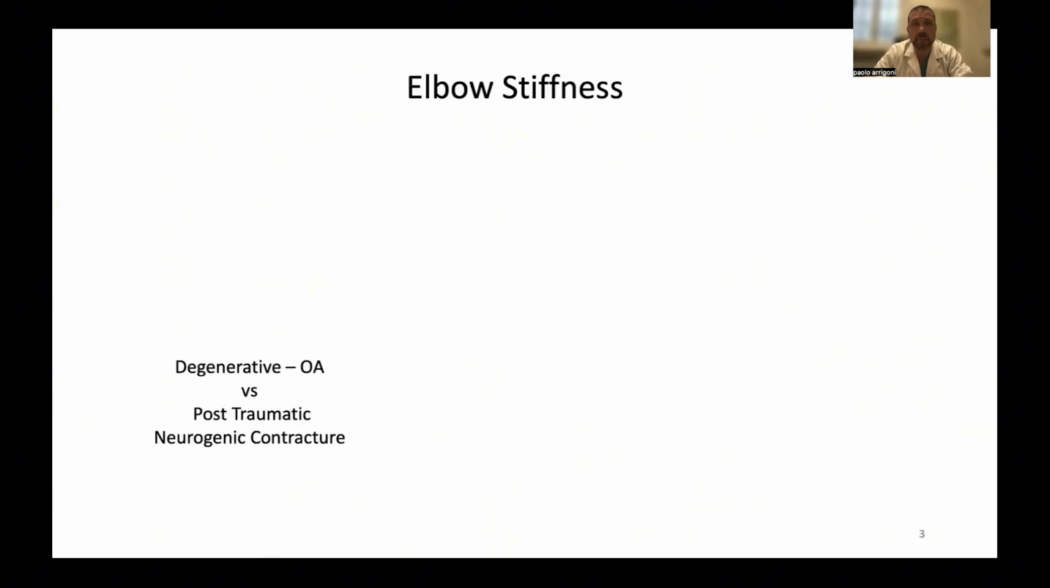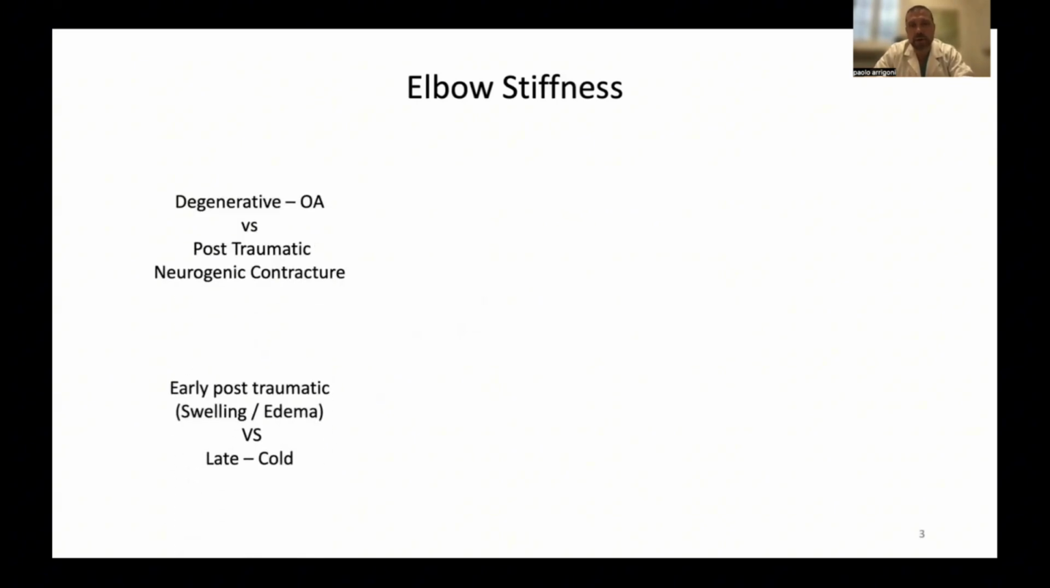And when we talk about elbow stiffness, we are talking about different animals, different scenarios. One scenario is degenerative osteoarthritic elbows versus post-traumatic elbows in which we have a neurogenic contracture. Those are different because, of course, in the first case, people come for pain. In the second scenario, they come for stiffness. Even if they show up with similar imaging and similar needs, these are completely different situations, and we have to know that.